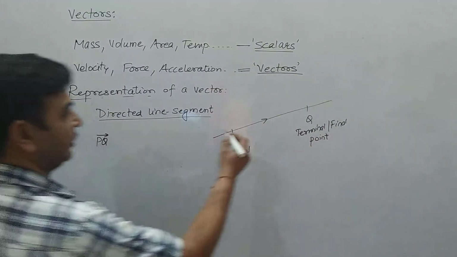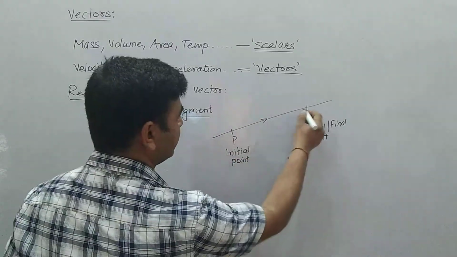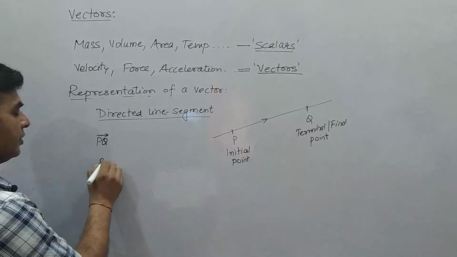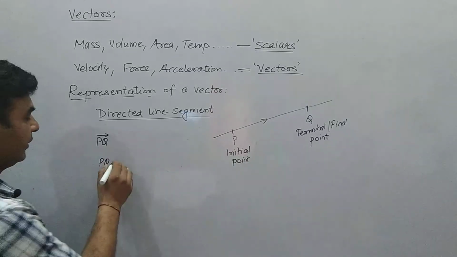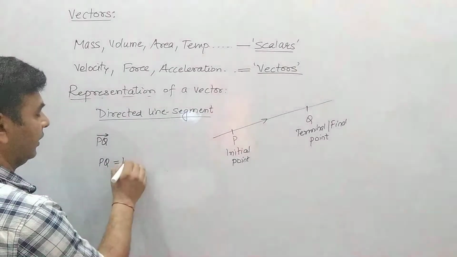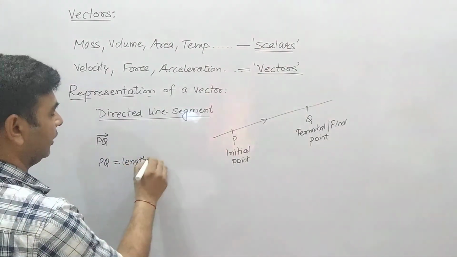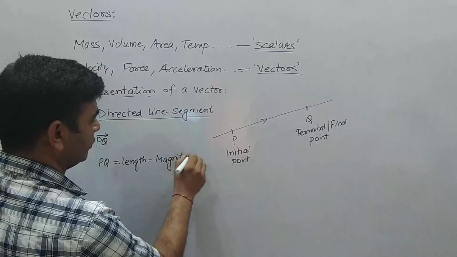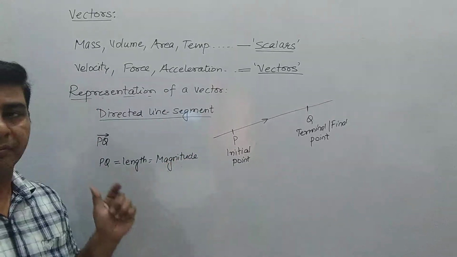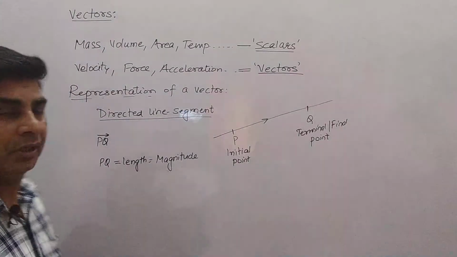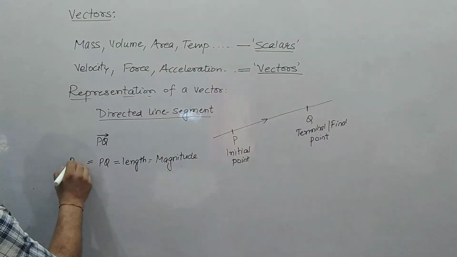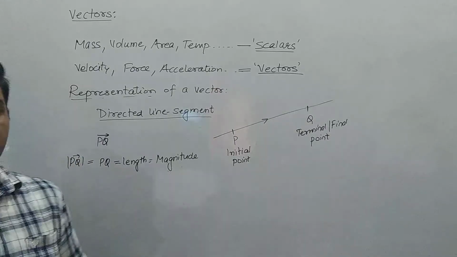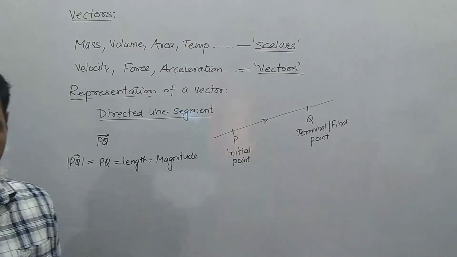Now let's see the length, the distance between the points P and Q. The distance between P and Q is represented by PQ only, and this is nothing but the length or the magnitude of the vector. This is known as the magnitude or the length, and it is also represented by the magnitude of vector PQ. So this was all about the representation of a vector.